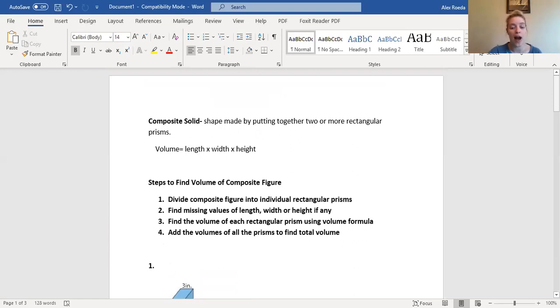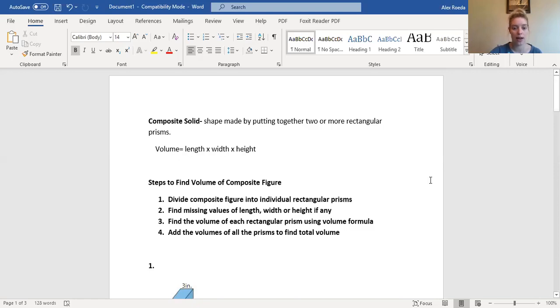Step 3 is going to be find the volume of each rectangular prism using the volume formula. So then you're going to find the volume of each prism by using length times width times height. And then your last step is going to be add the volumes of those prisms together, and then you'll get the total volume of that composite figure.